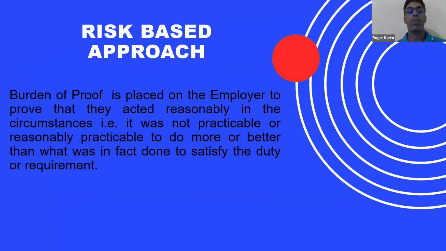As I indicated, we use a risk-based approach. And unfortunately, in the OSHA Act, the burden of proof is always placed on the employer to prove that they acted reasonably in the circumstances. And that means it was not practicable or reasonably practicable to do better than what was in fact done to satisfy the duty or requirement. So unlike criminal law, where you are innocent until proven guilty, when it comes to safety law, in terms of how it's practiced in Trinidad, how people can be taken to court, you are guilty and you have to prove your innocence. And in proving innocence, you have to demonstrate that you acted reasonably practicable. Right? So there's a reverse burden of proof when it comes to safety as opposed to criminal law.